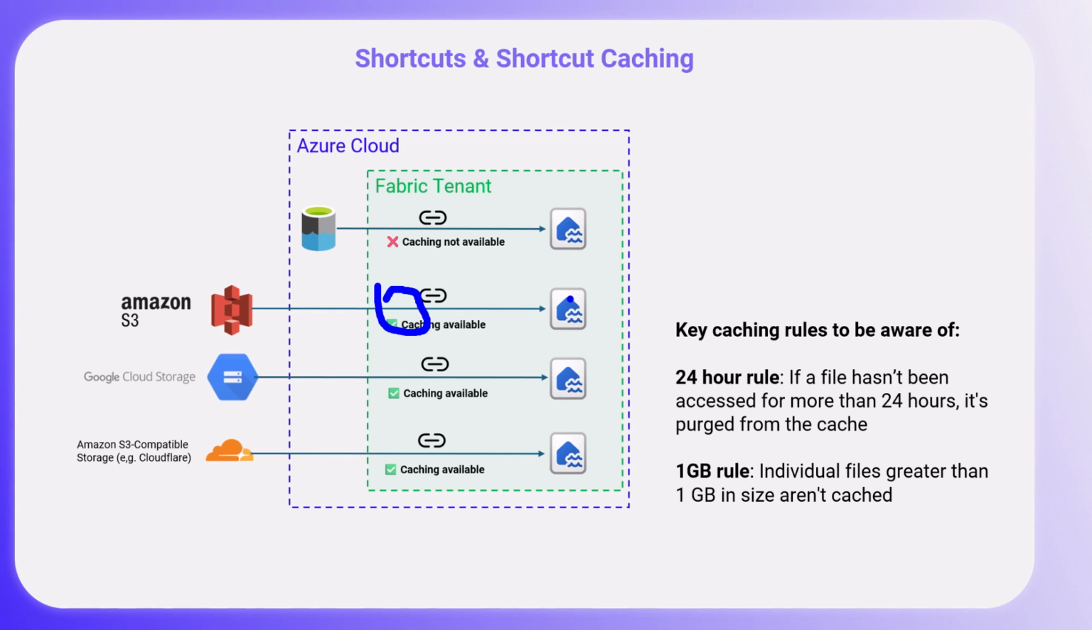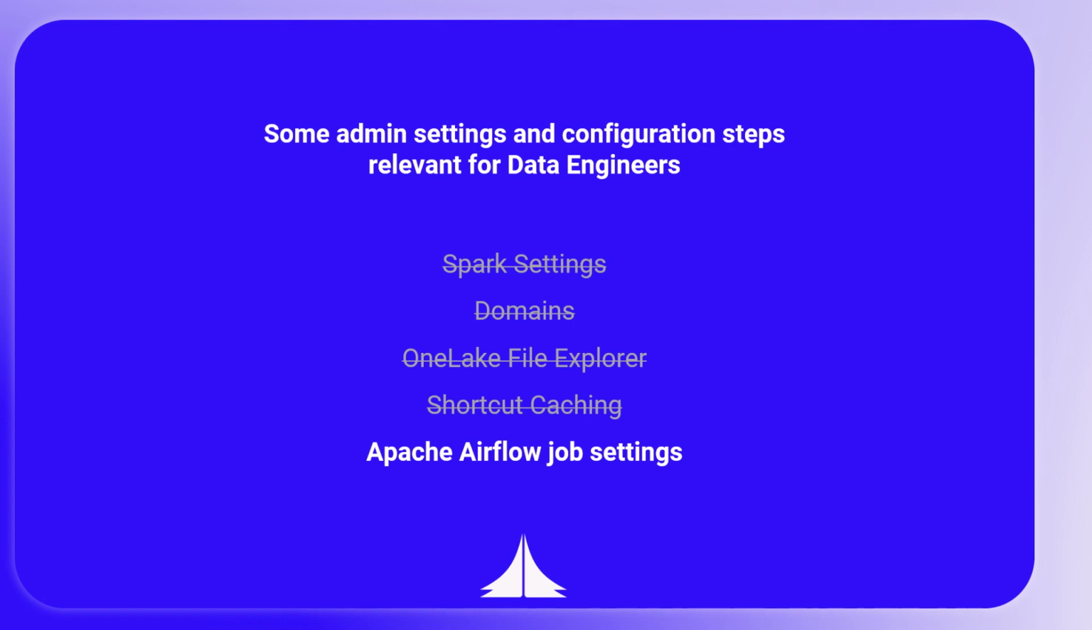There's also a 1 gigabyte maximum, right? So individual files that are greater than 1 gigabyte will not get cached, right? So if you're bringing in 10 gigabyte files from Amazon S3, it's always going to go back to source. It's never going to be cached, even if you've got that setting turned on.